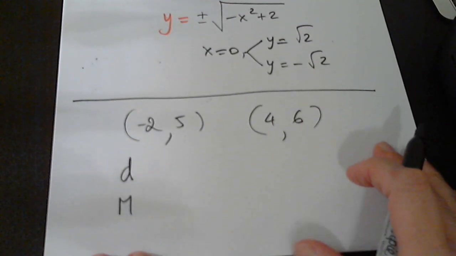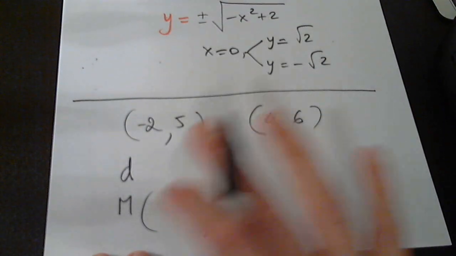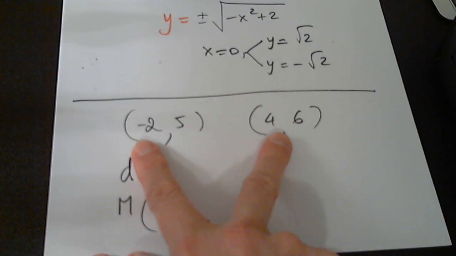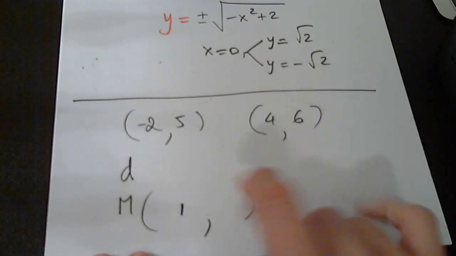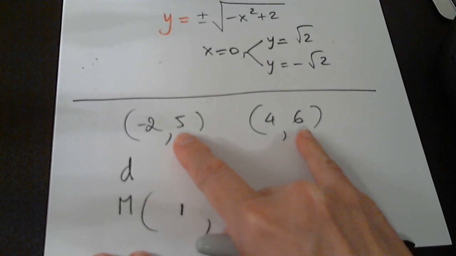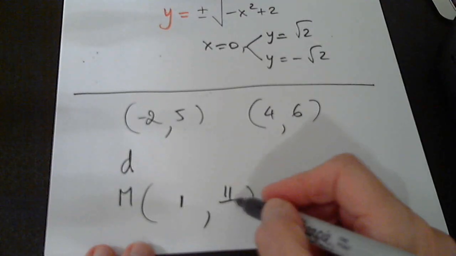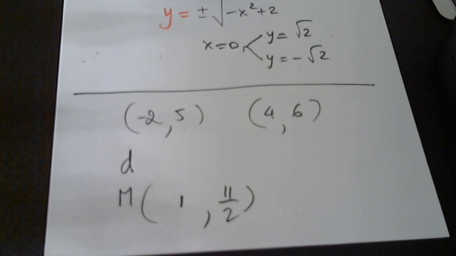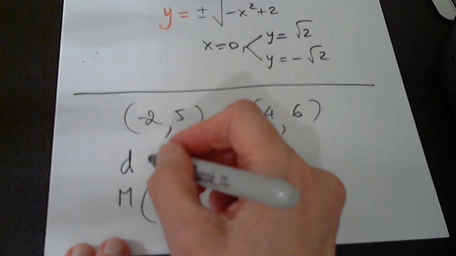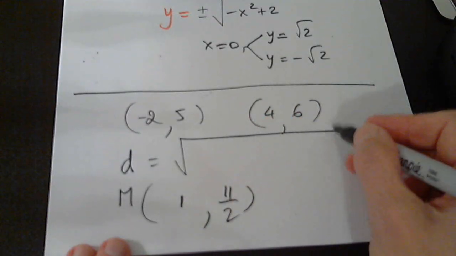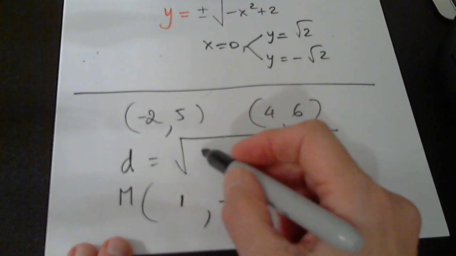Good, perfect. The midpoint is immediately the easiest. Add these two. I get 2 divided by 2 is 1. Add these two, I get 11 divided by 2, I get 11 halves. That's it, done. For the distance formula, I have to write it first.